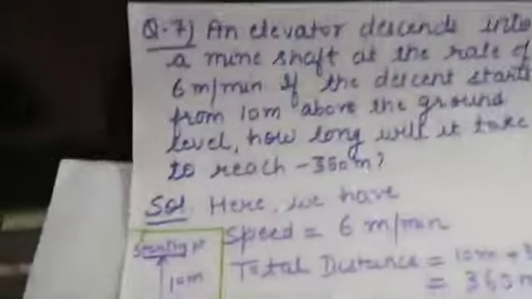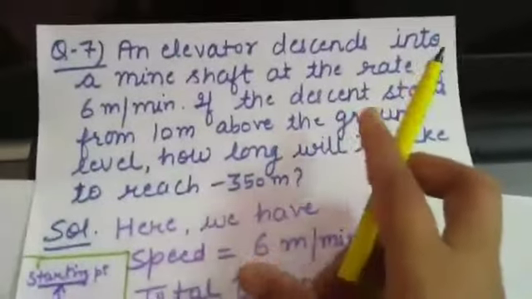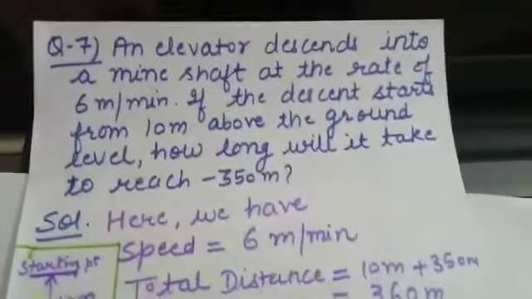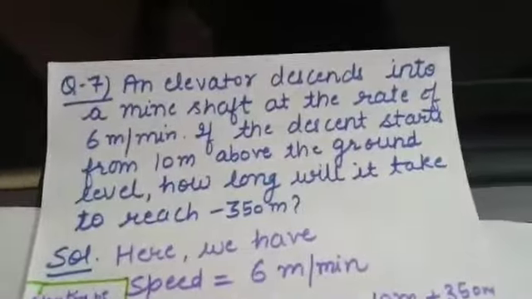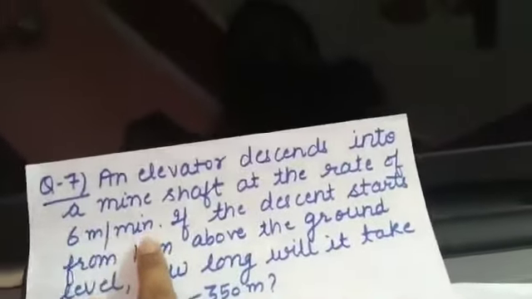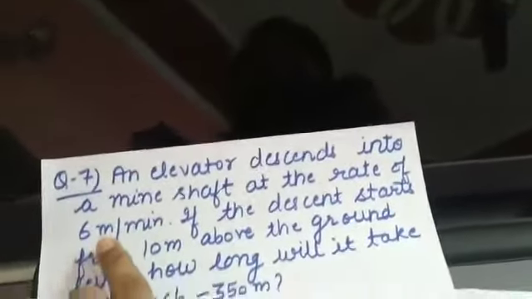Now let us discuss question number 7 of the same exercise. An elevator descends into a mine shaft at the rate of 6 meter per minute. This is elevator descends, it is coming downwards at what rate? 6 meter per minute. It means in 1 minute it is covering 6 meter.